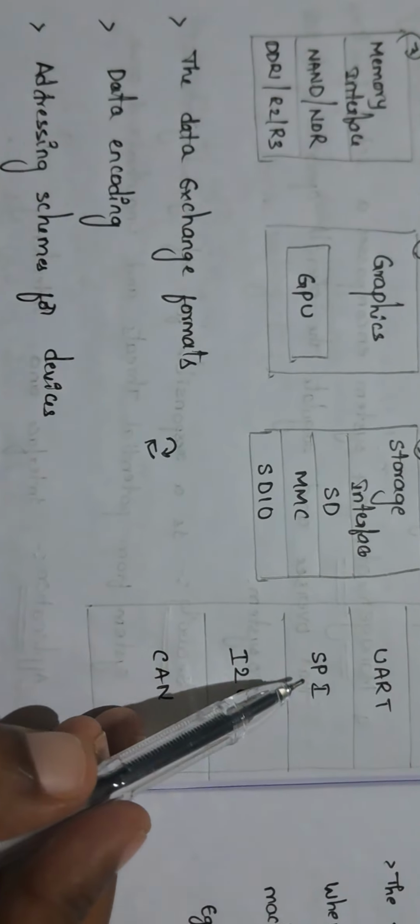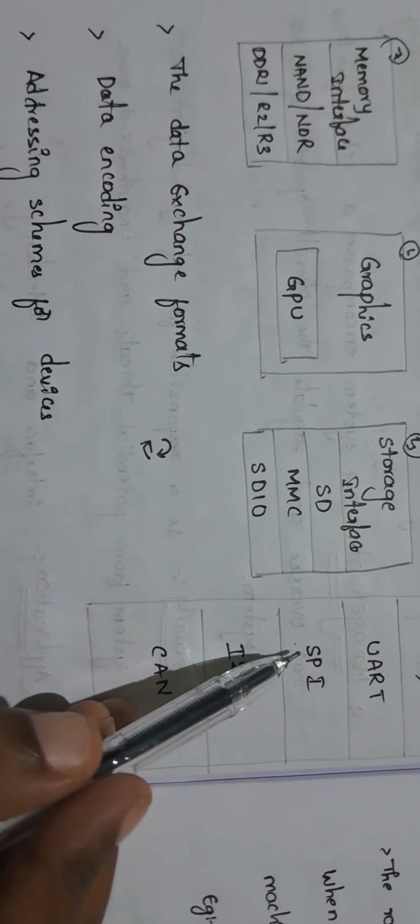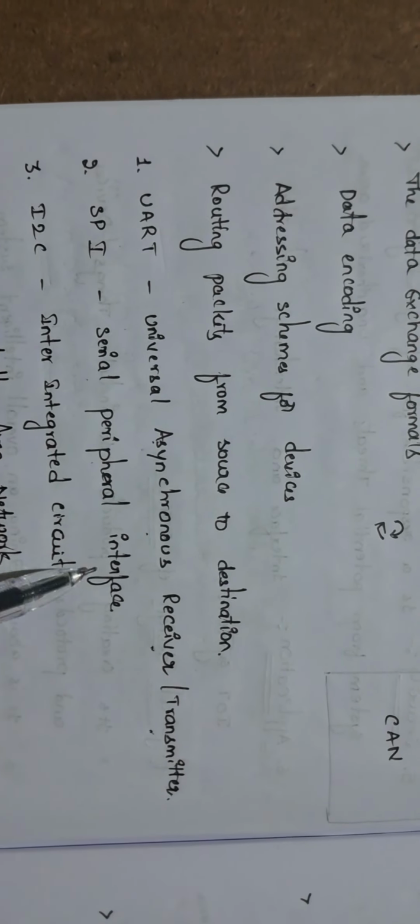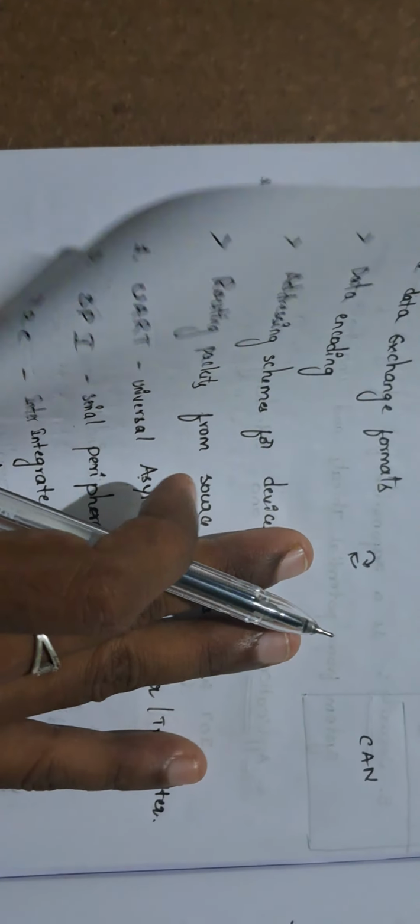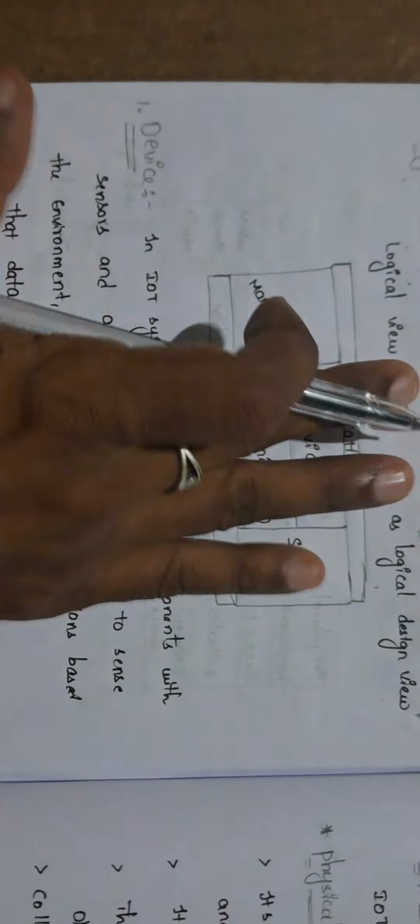Then the second thing we required, as in the fourth one, is SPI. SPI is nothing but the serial peripheral interface we require. So the serial peripheral interface, we already learned about in the previous section on IoT architecture.